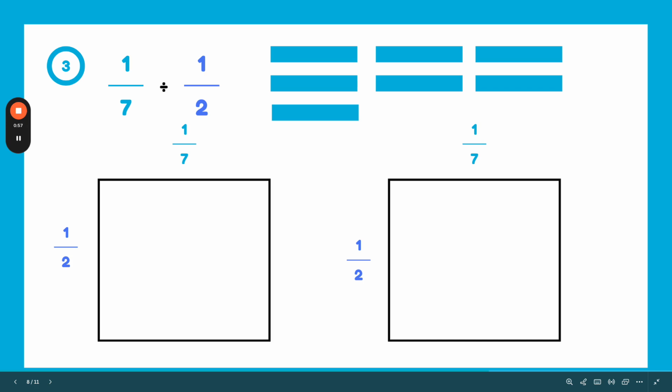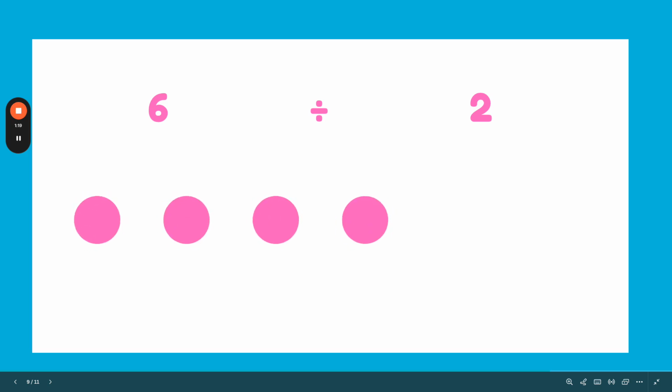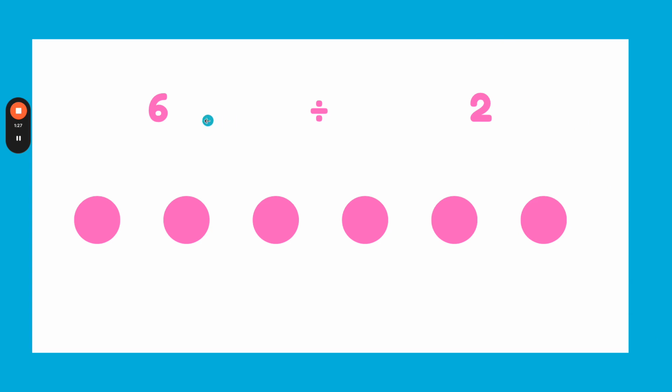But to make things easier to digest, let's think of our regular whole numbers, i.e. 1, 2, 3, 4, 5, etc. If we take, for example, 6 divided by 2, what that is asking us is essentially how many whole groups of 2 can we find from 6 whole ones. So how many groups of 2 can we find in 6?